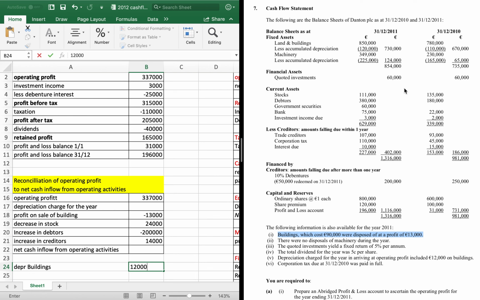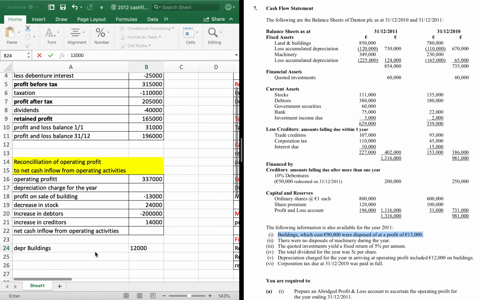Obviously, don't do it if you're in study. Answer questions to someone talking to you on a microphone. If this is 110 and there's depreciation of 12,000, how much depreciation must there have been on the building that we sold? You can have a think about that because we'll need that later on.